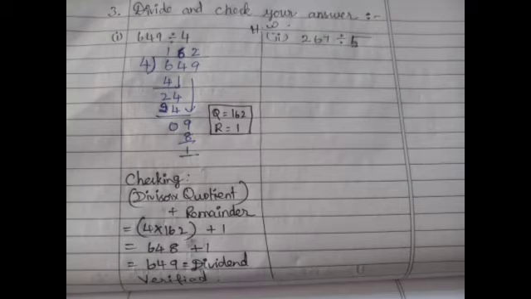Next model is divide and check your answer. For example, 649 divided by 4. The first one-digit number is 6. In 6 we have 1 time 4. So 6 minus 4 is 2.